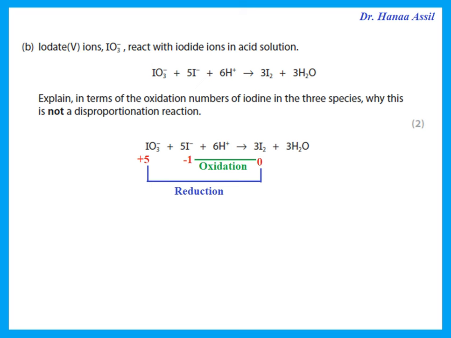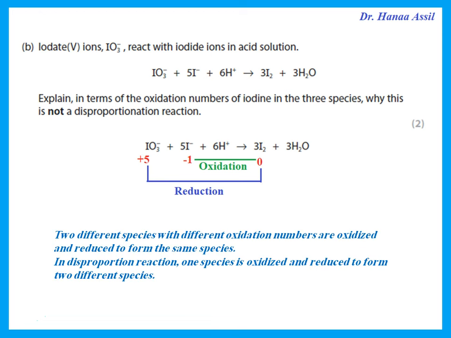Now, what is happening? I'm starting with two different species. One of them was reduced, the other oxidized, to give one species. This is actually the opposite of disproportionation. Do you remember the definition of disproportionation? In disproportionation, I'm supposed to start with one species that is once oxidized to give something and once reduced to give a different species. So this is actually not a disproportionation reaction. Now the reverse reaction would be disproportionation, but this, as it is, is not.